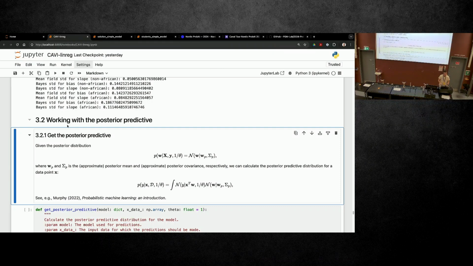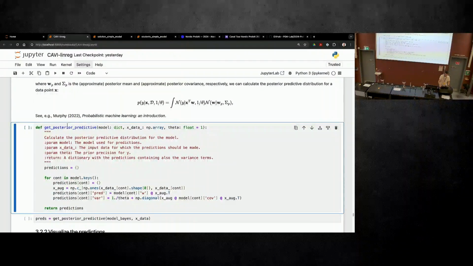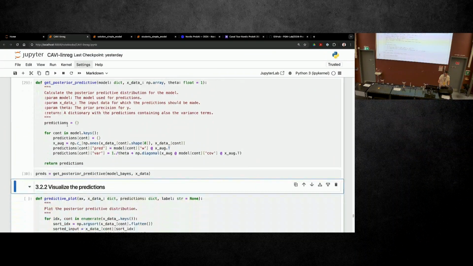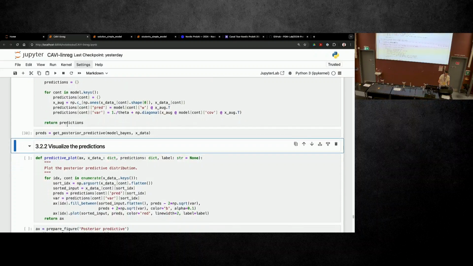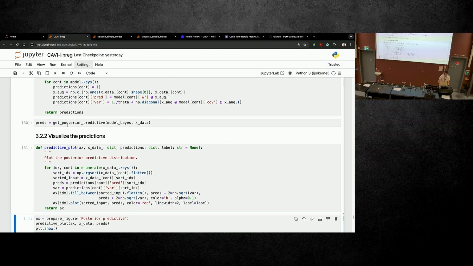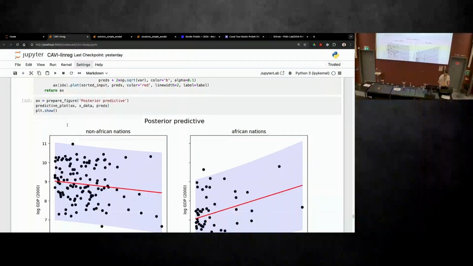The posterior predictive distribution can be found by taking the posterior distribution of the weights, and now here I've just been lazy. I also included the bias term, so everything here is within the weight vector, and then multiplied with the likelihood model that we have here, and then you can find the posterior predictive distribution over your response variable. This is what we have calculated here, and you can then play around with that and visualize it. This is what we have here.